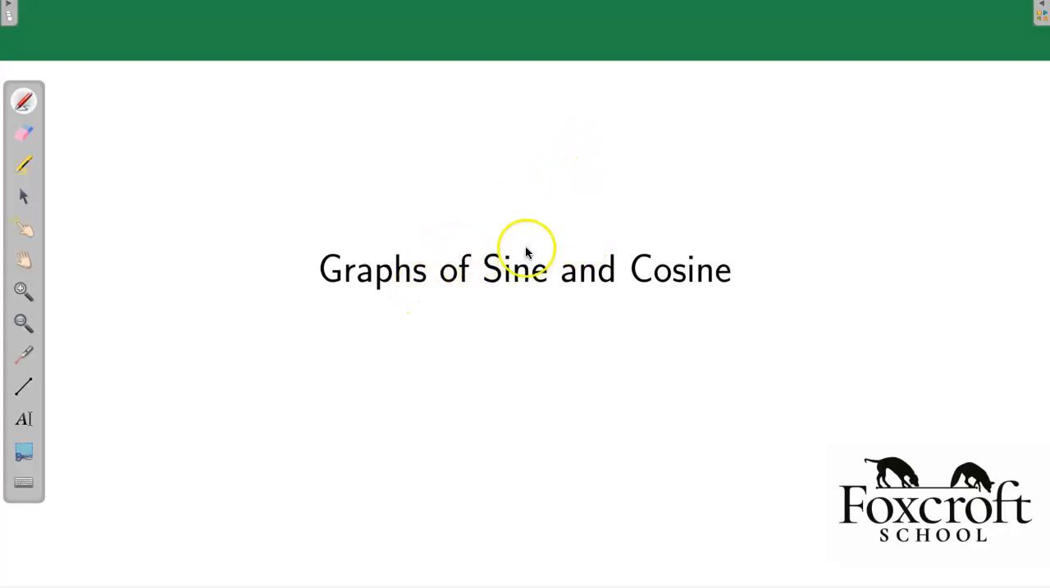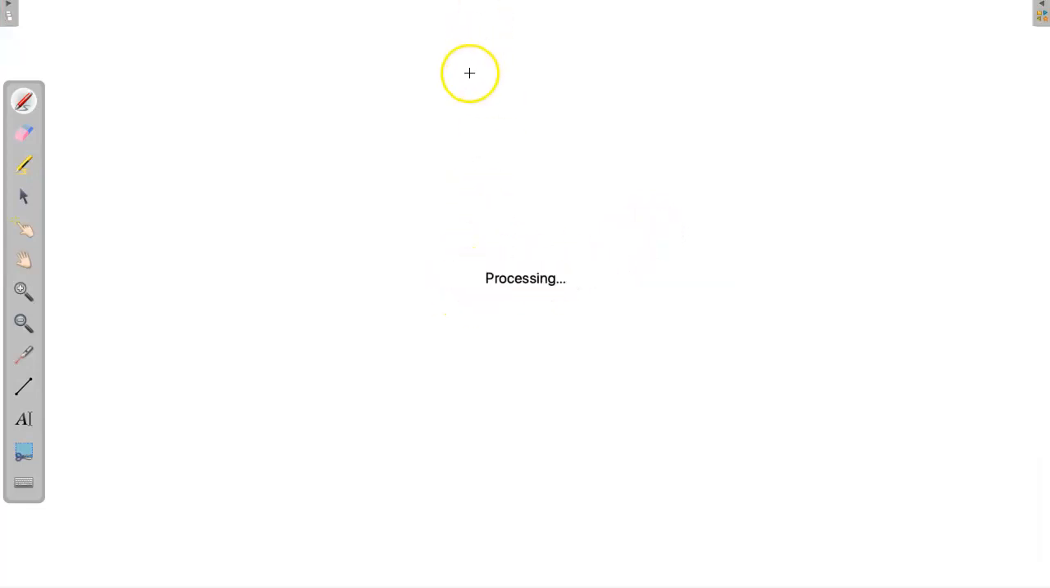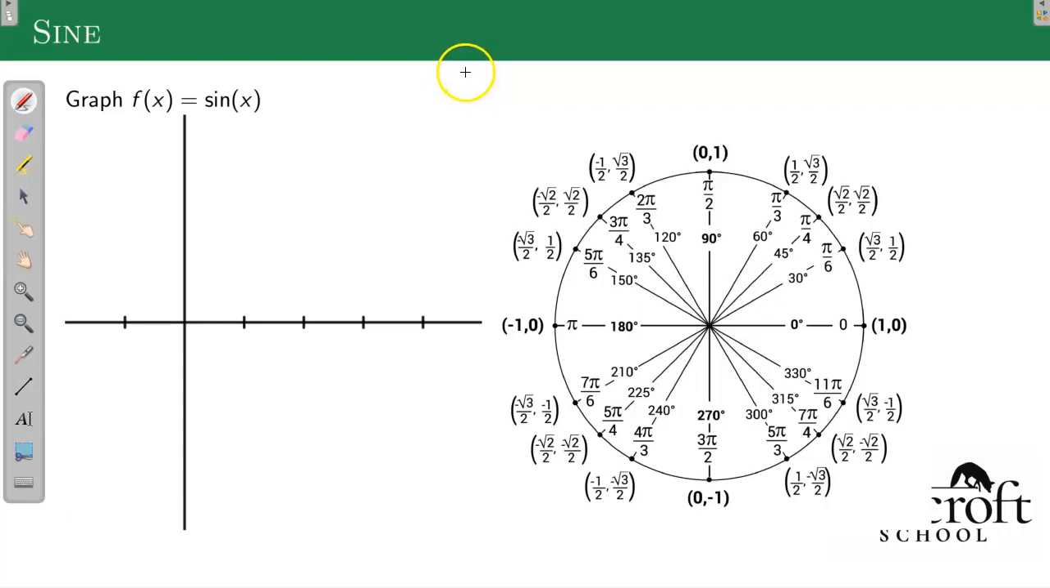In this video, we're going to talk about the graphs of sine and cosine. So we've done a lot with sine and cosine. We've done SOHCAHTOA using right triangles. We've done all this unit circle stuff to figure out what the values of sine and cosine are at specific angles. But we haven't talked about the graphs yet. All right, so let's look at the graph of sine of x.